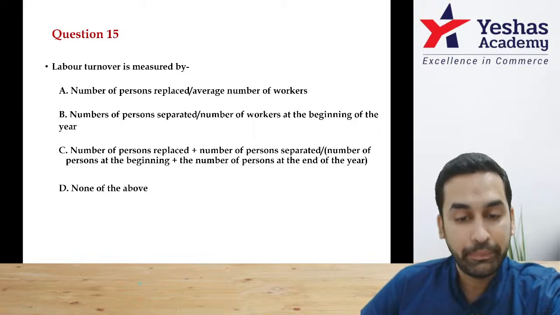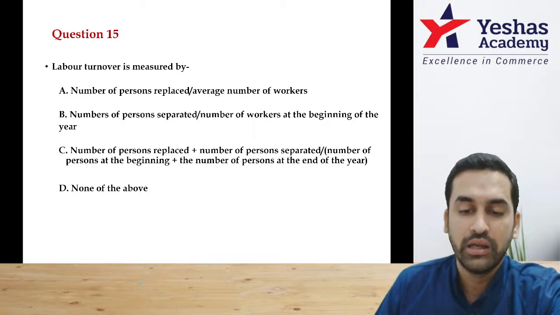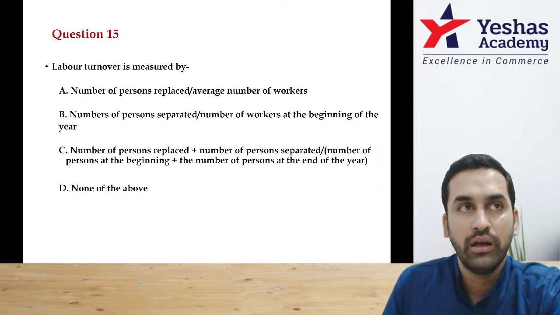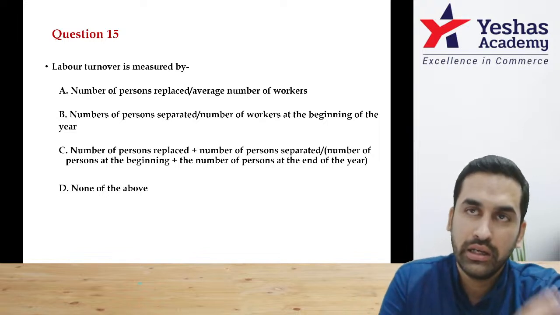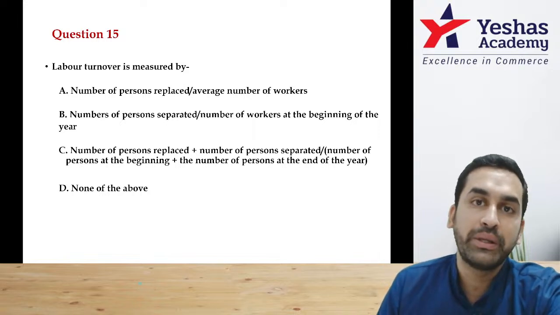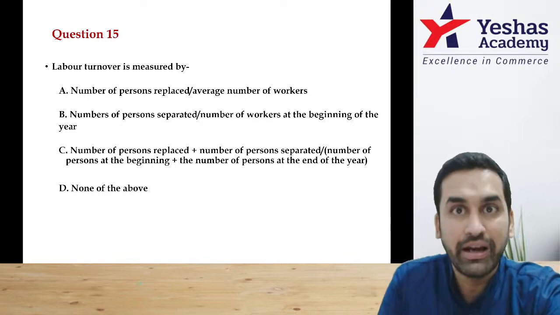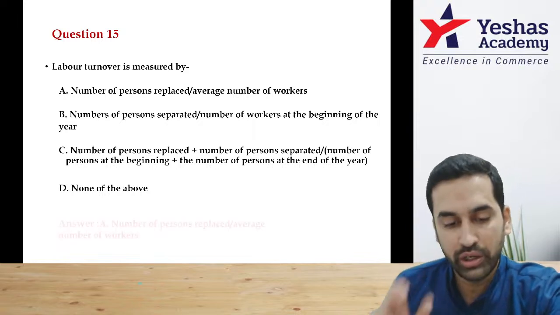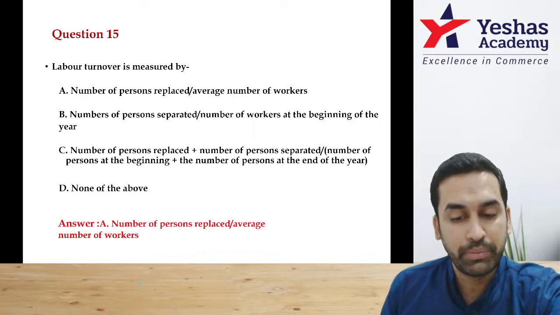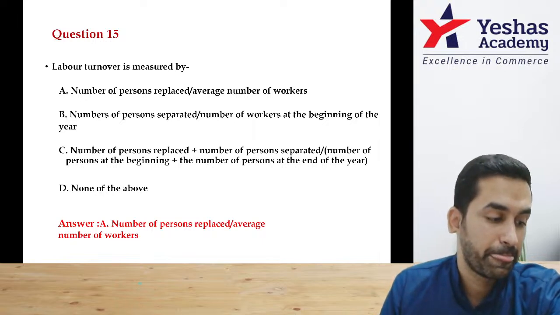Option C, number of person replaced plus number of person separated divided by number of person at the beginning, at the end. No, no, no, no. If you just do beginning plus end, that has no meaning. Imagine number of people at the beginning 100, number of people at the end 120. If I say 100 plus 120, 220. What is the meaning for 220? There is no meaning. You should do 100 plus 120 divided by 2. That has a meaning. Average workers. Correct. Sir, option C is wrong. Only option A is correct. Number of persons replaced by average number of workers. This is the formula under replacement method.